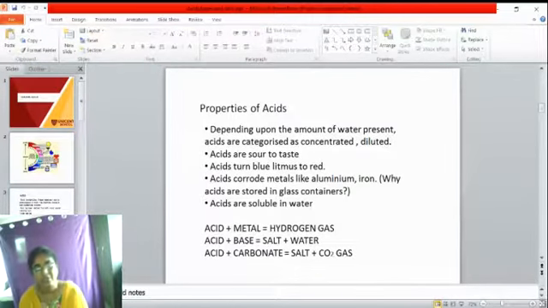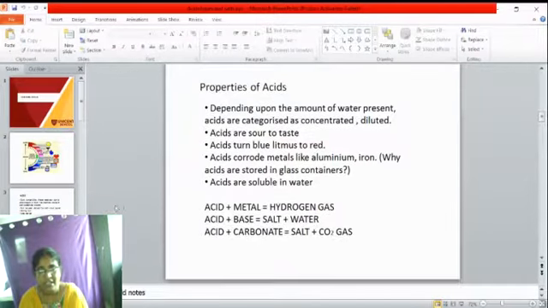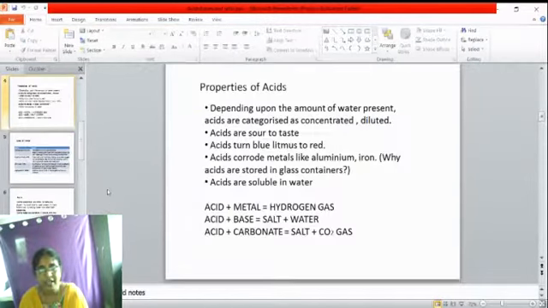When the acid reacts with a metal, there is liberation of hydrogen gas. When they react with a base, it forms a salt and water. When it reacts with a carbonate, it gives rise to a salt plus evolution of carbon dioxide gas. So, these are the properties of acids.